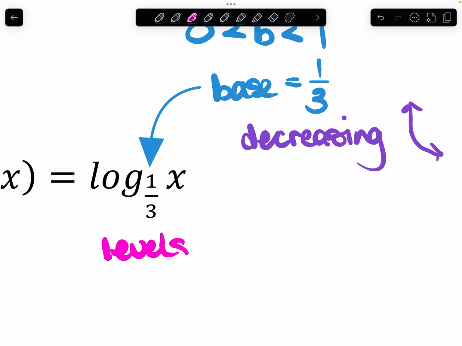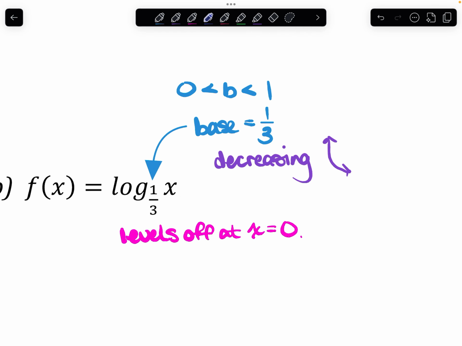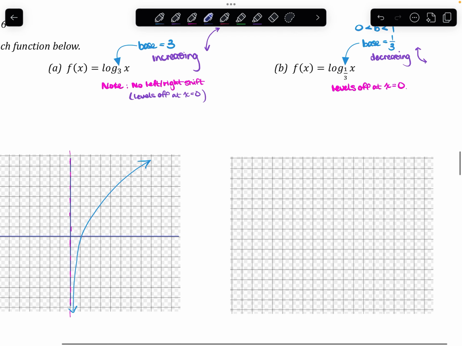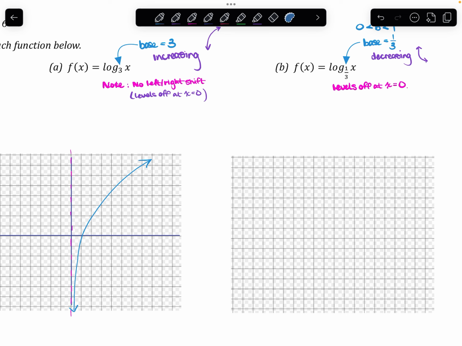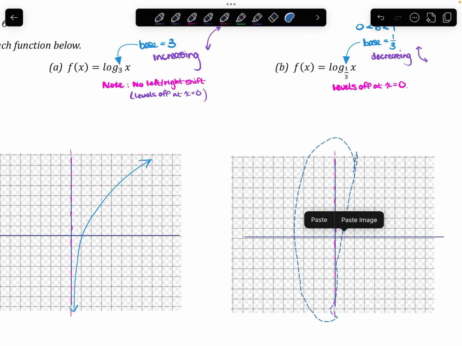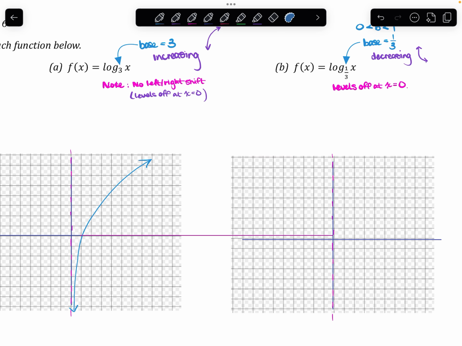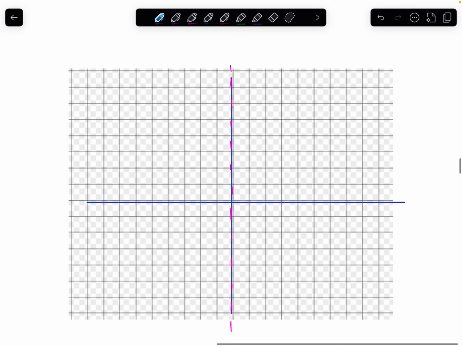This one's going to level off at X equals 0 because there was no left or right shift. So again, X, Y axis. I'm gonna be lazy for a minute. Let's see if I can copy paste. Copy, paste, look at that. All right, so we're leveling off in the same place. However, because the base was between 0 and 1, we are swinging down left to right. So ours is gonna do something like this time.